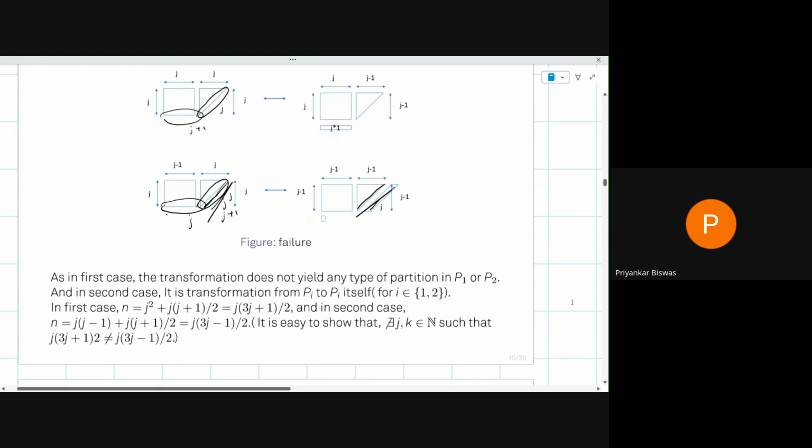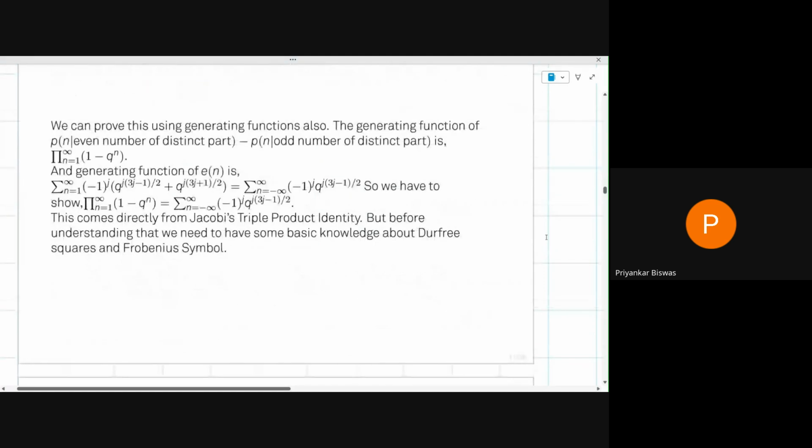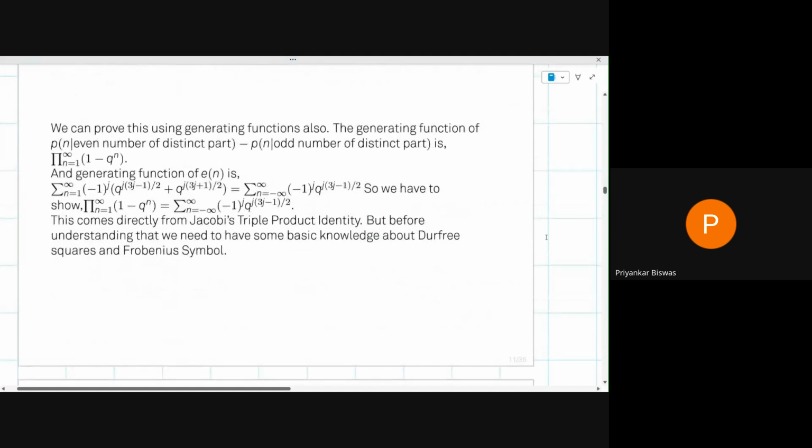So only in this type of cases you will get one partition extra in either of the types, P1 or P2. If J is even, we will get one even number of distinct parts extra, and if J is odd, we will get an odd number of distinct parts extra. So our partition identity is true.